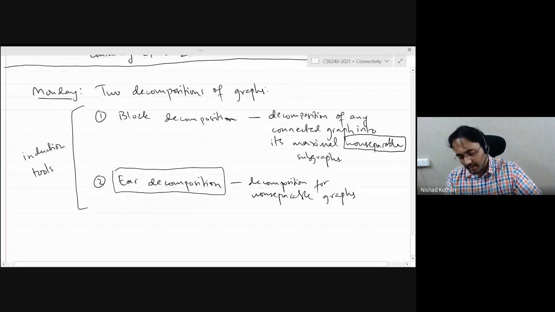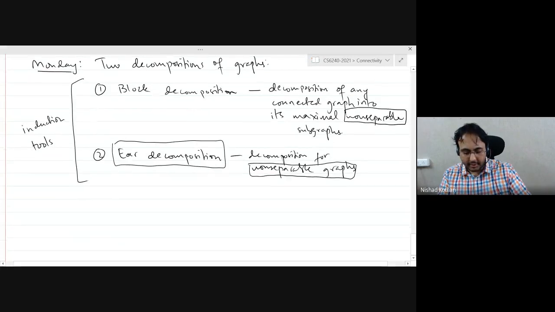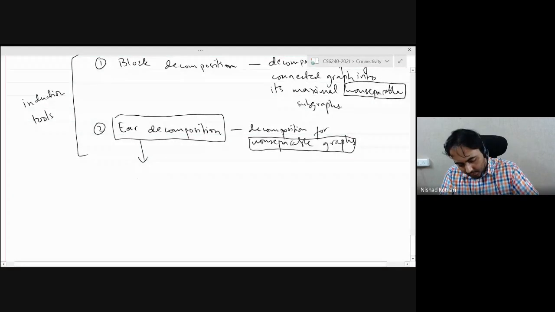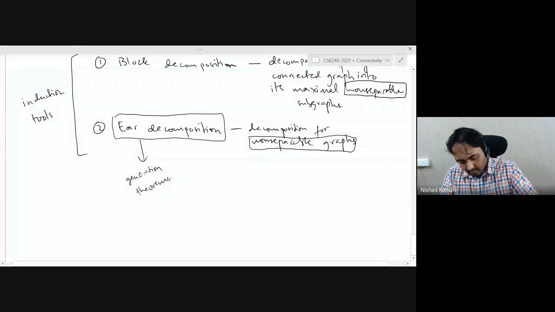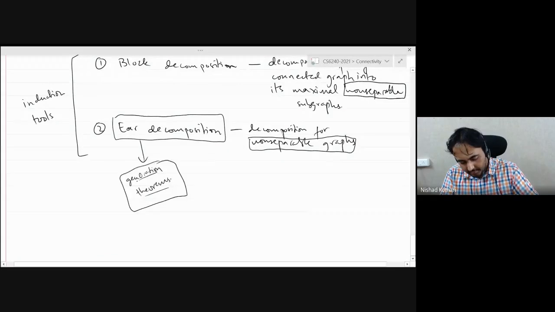And we will be seeing more such induction tools in the connectivity part of this course, and we will see applications of such induction tools throughout the course. I also like to call these induction tools generation theorems, and I'll explain why. So this is going to be our first generation theorem.